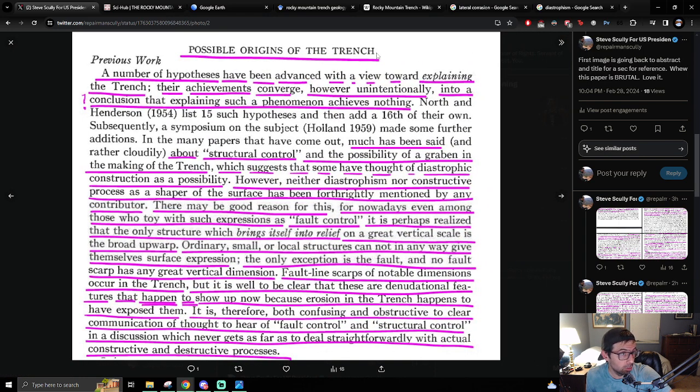Possible origins of the trench. A number of hypotheses have been advanced with a view towards explaining the trench. Their achievements converge, however unintentionally, into a conclusion that explaining such a phenomenon achieves nothing.